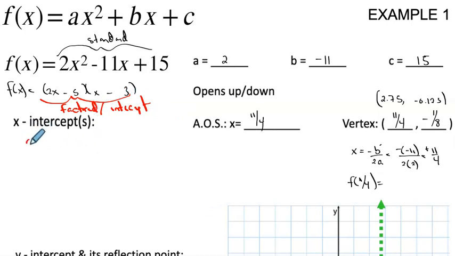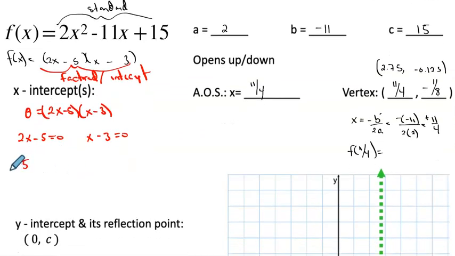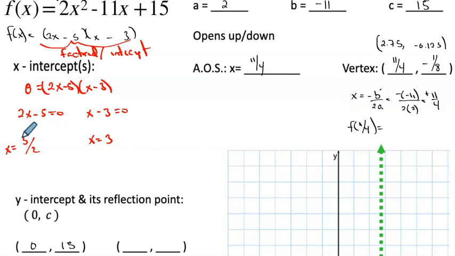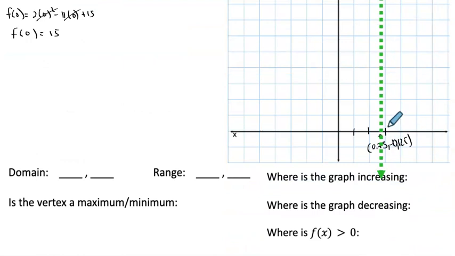So to find my x-intercepts, I'm going to take my equation set equal to 0, right? So I'm going to take my (2x minus 5) quantity times (x minus 3) quantity and set it equal to 0, which then just leads me to setting each one of these equal to 0. And if I solve this, I get x equals 5/2, and x equals 3. So at 2.5, or I'm sorry, at 5/2 or 2 1/2, and 3, I got my x-intercepts.